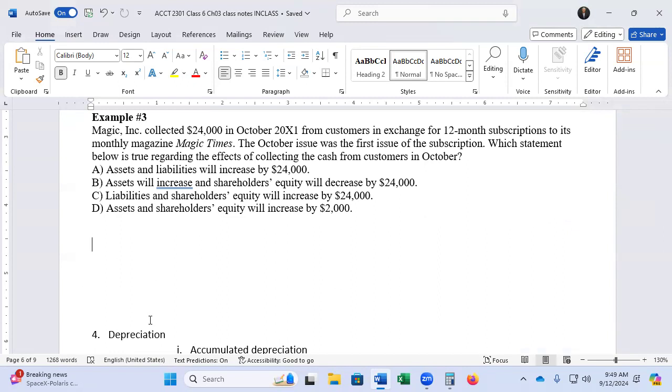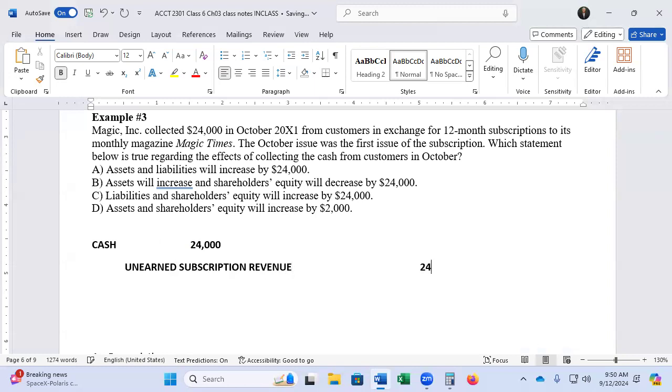So let's just think about the entry. What did we get? We got cash of 24,000. And we have a liability, which would be unearned subscription revenue, for 24,000. So we increased our assets and we increased our liabilities. And so this first one matches. That's the answer. Assets will increase and shareholders' equity would decrease, that's not correct. Liabilities and shareholders' equity will increase, not correct. And assets and shareholders' equity will increase by 24,000, that's not correct.